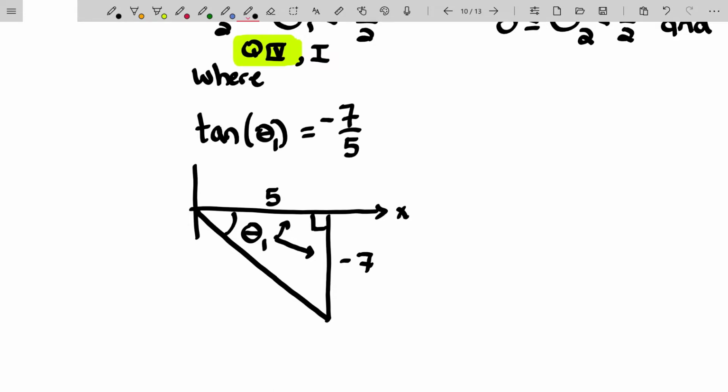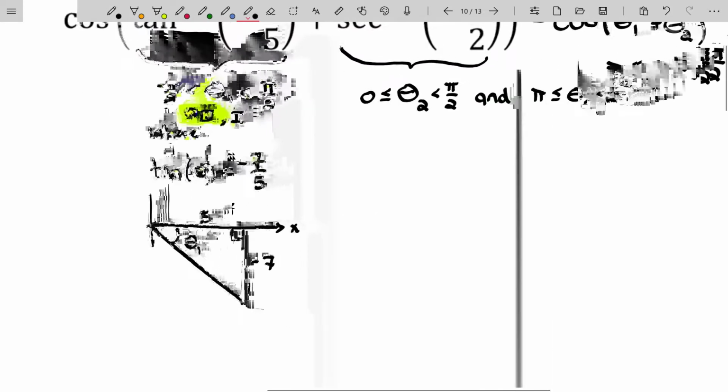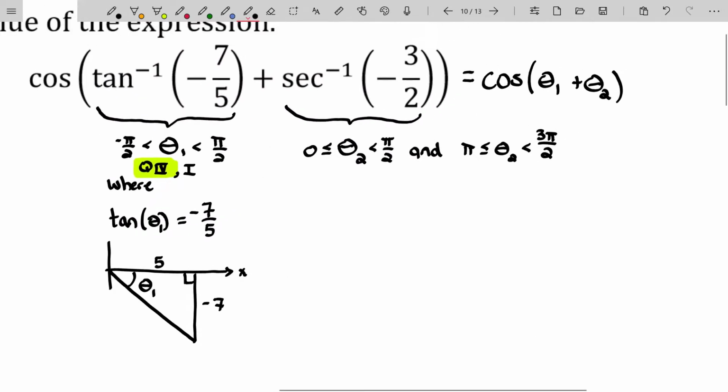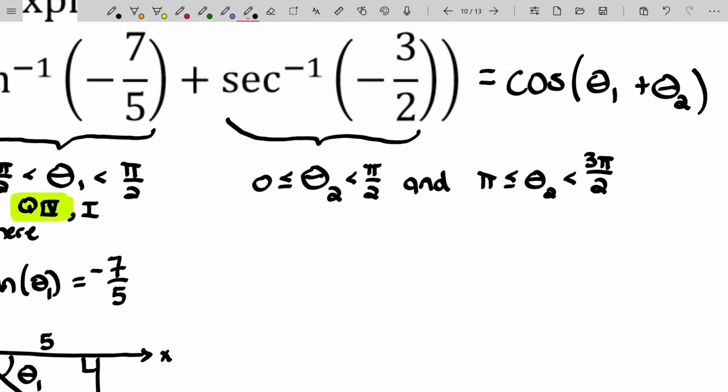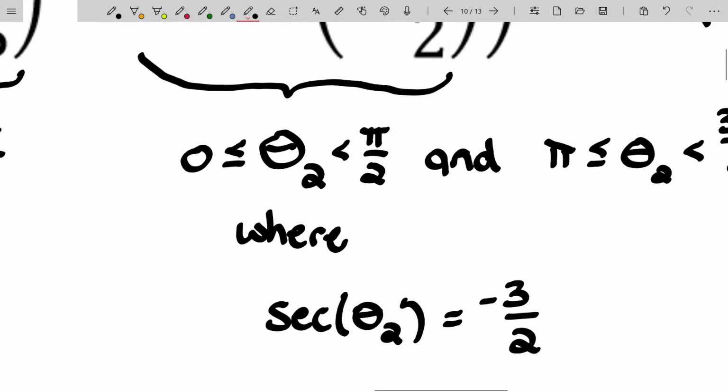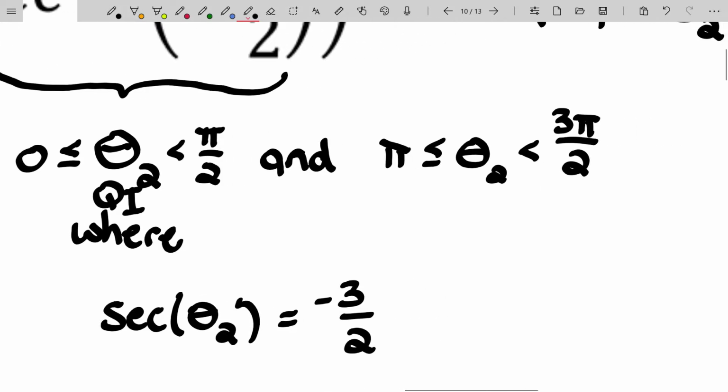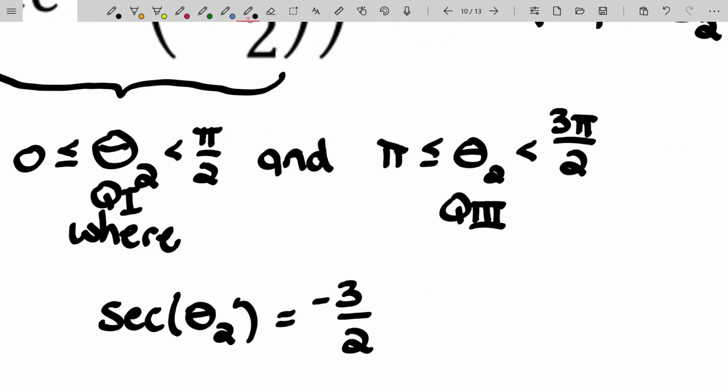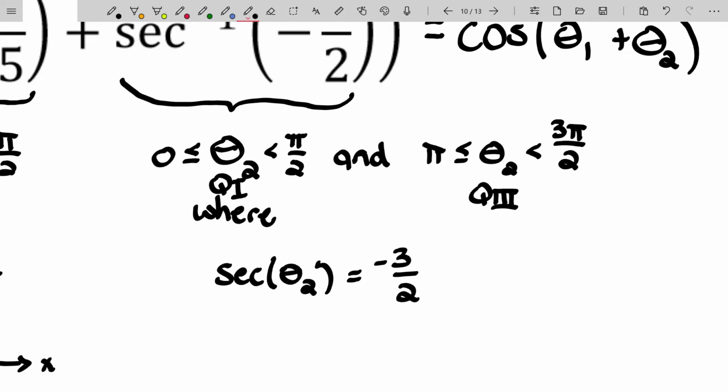So there we go. That's how we get the negative 7 over 5. Now, if I go ahead and take a look at the next restriction, or the next angle, secant inverse returns an angle theta sub 2, where secant of theta sub 2 is equal to a negative 3 halves. Well, of these two quadrants where theta 2 could land, quadrants 1 and quadrant 3, of those two, where is the secant going to be negative? If you said quadrant 3, you're absolutely correct.